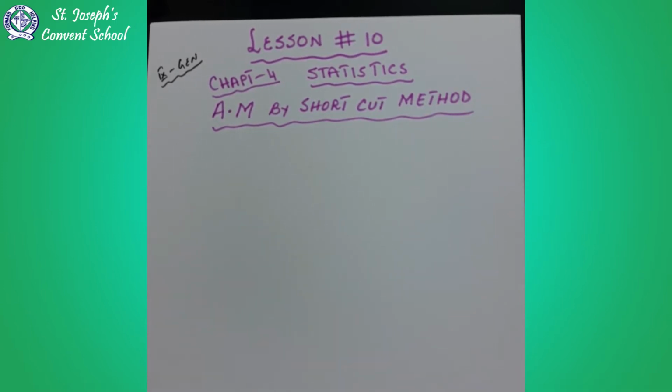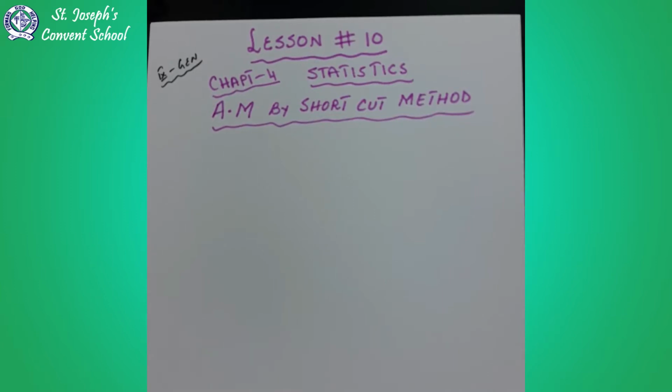Last time we started chapter number 4, statistics. So we will continue the same topic today. We did arithmetic mean last time: arithmetic mean for ungrouped data, when only values are given, how to find the mean, and for grouped data also. Grouped data means when columns are given, how to find their mean.